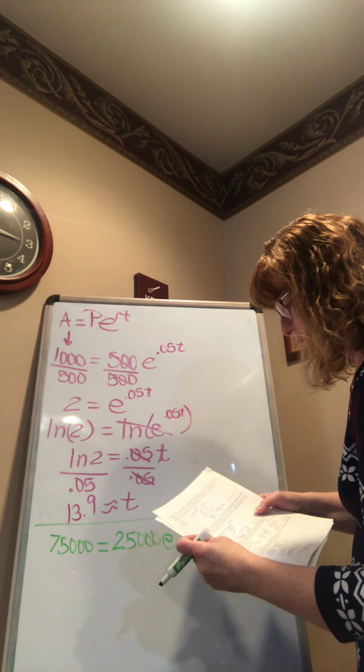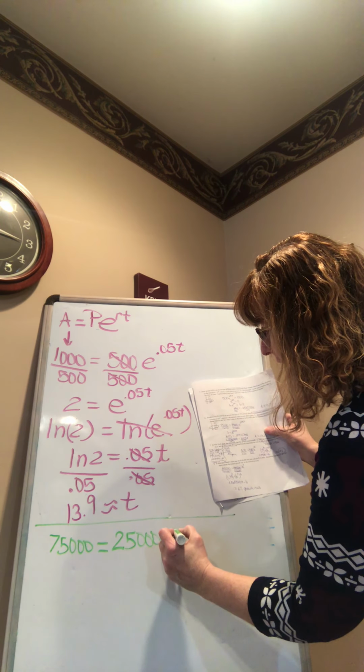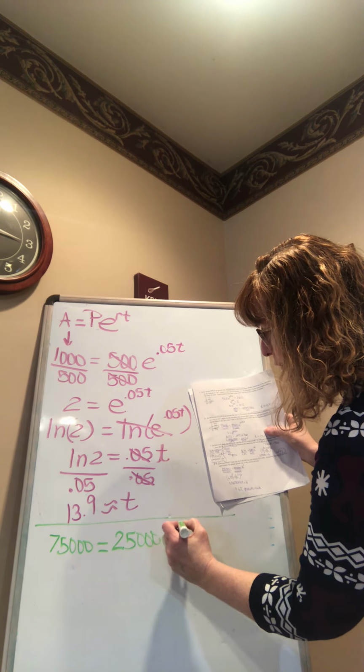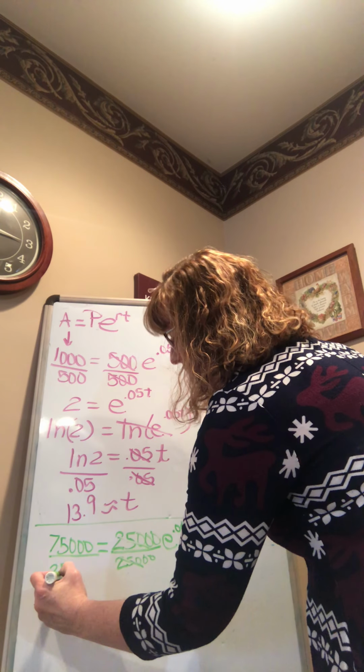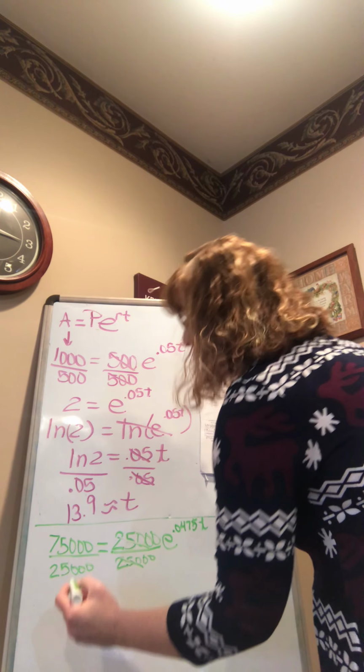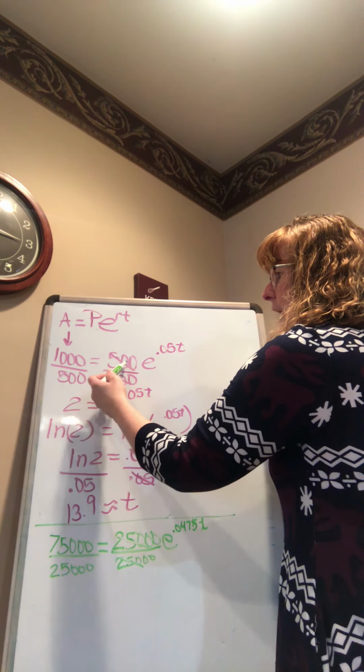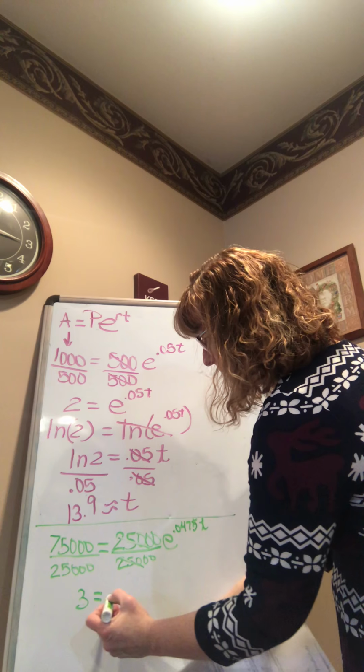And again, the interest rate was 4.75%, so 0.0475 times the time. So when we divide out the 25,000, notice we get 3. And that's because we wanted the money to triple. Here, when we divide it by 500, we got 2, and we wanted the money to double. So that's another little check. If you've picked up on that, wonderful. That helps you see if you're on the right track or not.